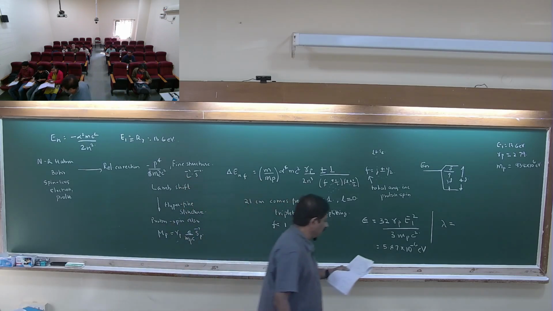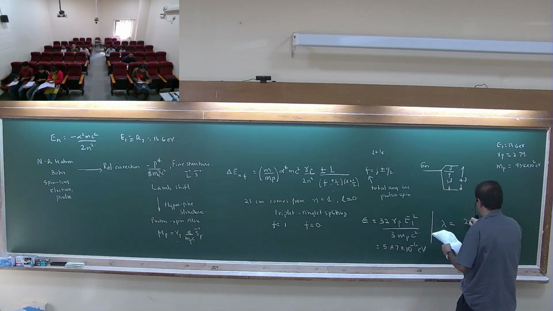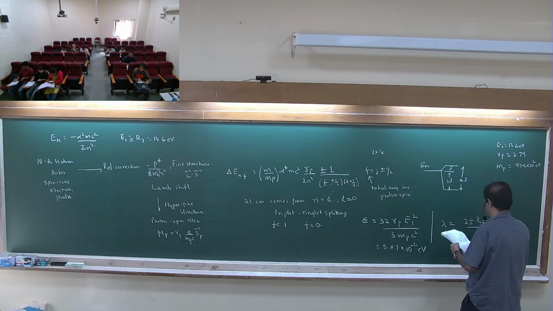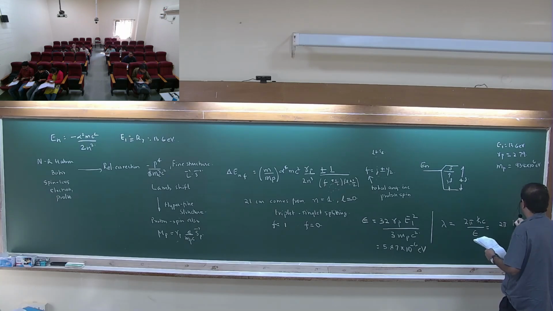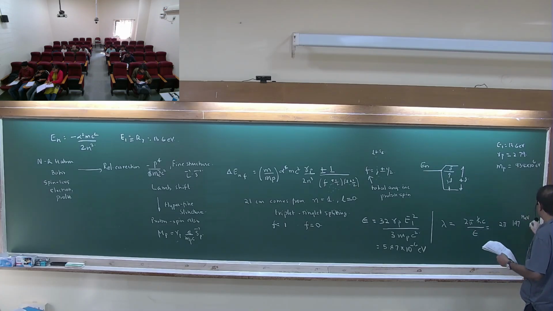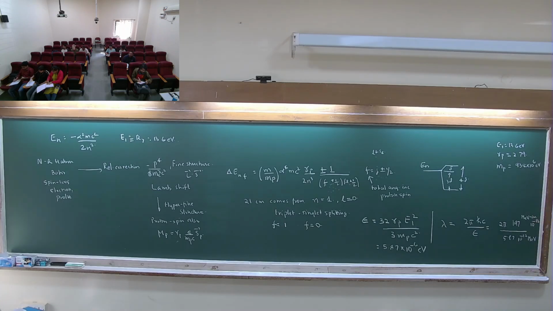That's what you get. Okay, so then for lambda, it's 2 pi h bar c divided by this energy. So that is 2 pi times 197, that's what I always remember this as, MeV femtometer. So I change this to minus 13 to get it in centimeter, and divided by 5.87 times 10 to the minus 12 MeV, like that. Is that good?